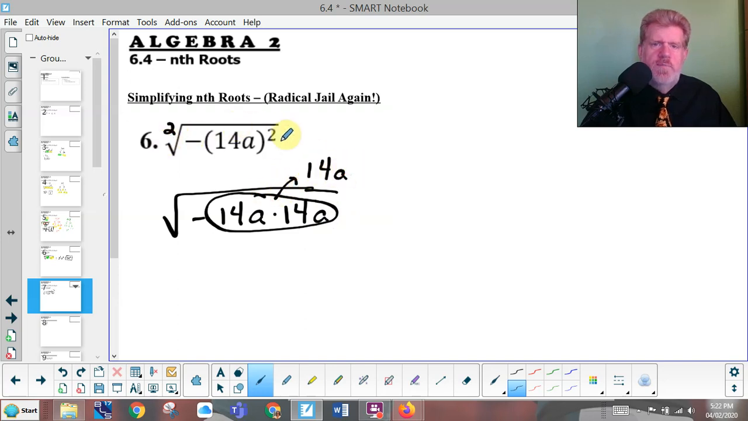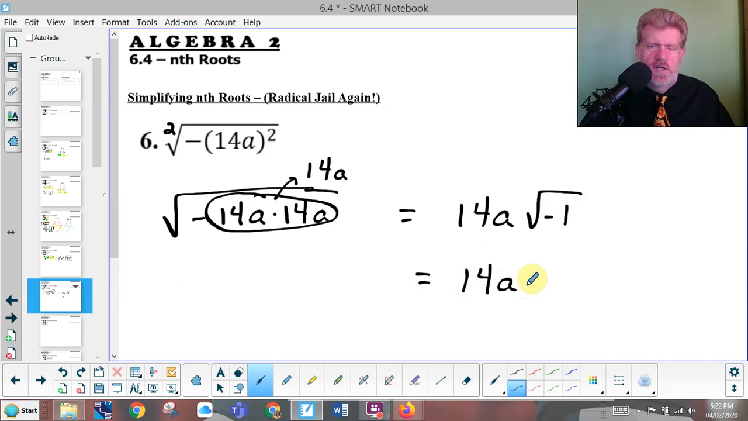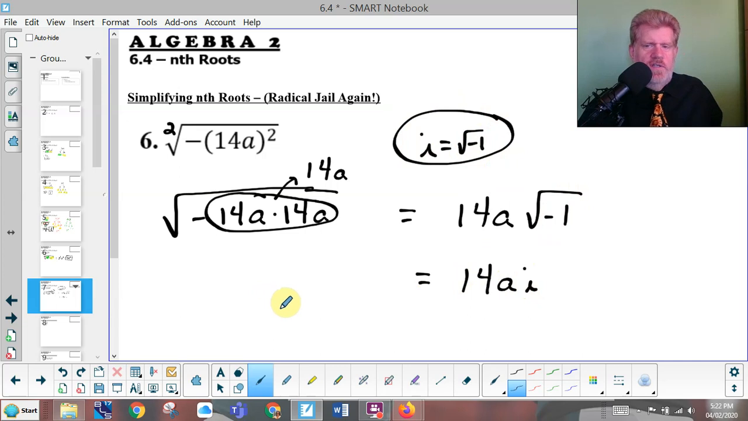The pair escapes as 1. Same idea here. 2 divided by 2 is 1. So you could have just gone right to 14a. And what's left under the radical? The negative 1. And if you remember, what's the square root of negative 1 equal? i. Okay, so just remember that. That's just something from the past. 14ai.